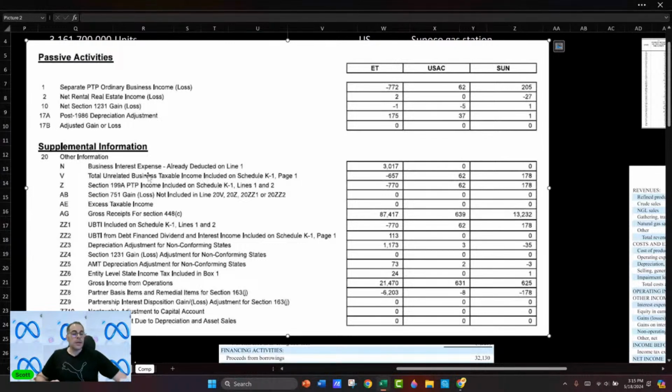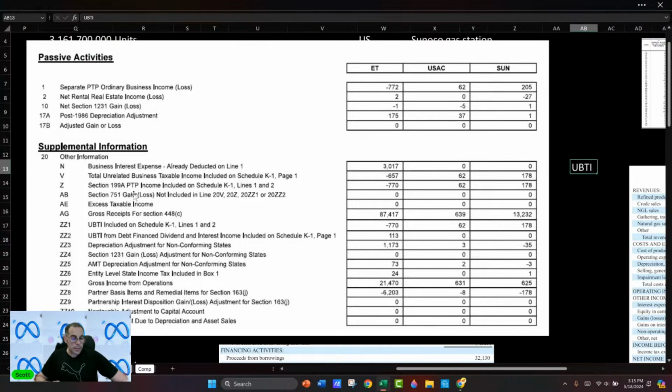Then there's total unrelated business taxable income. That's what I said earlier, UBTI. So if I held this in a retirement account, it wouldn't matter because it's under 1,000. But if this was over 1,000 of UBTI, then I would get hit with a penalty. I would have to pay the taxes, even though it's a retirement account.